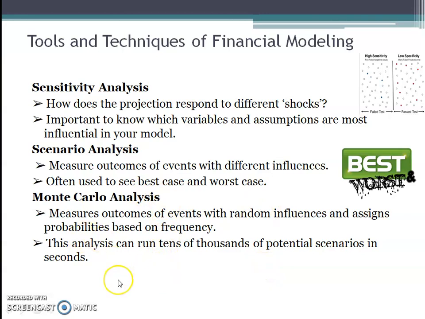The last one is Monte Carlo analysis, which measures the outcome of events with random influences and assigns probability based on frequency. The most important use of Monte Carlo analysis is that it can run tens of thousands of potential scenarios in seconds. Sensitivity and scenario analysis cannot be applied to thousands of potential scenarios, but Monte Carlo is very helpful. It can be used on huge data. If we have lots of alternatives and different scenarios, we should run Monte Carlo analysis.